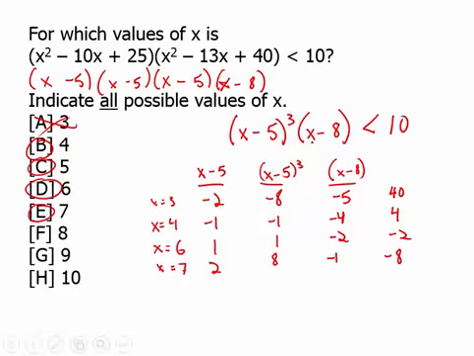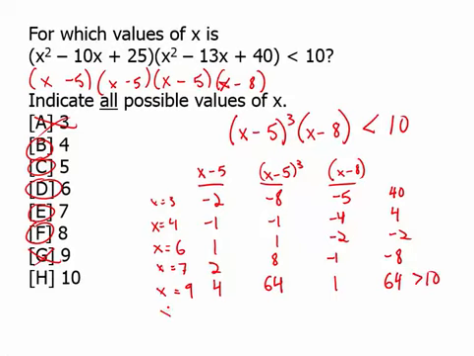If we plug in 8, we get 0 here. So everything is 0, which is less than 10. So that works. If we plug in 9, then we get 4 cubed is 64 times 1. Well, that's 64. That's greater than 10, so that's not going to work.